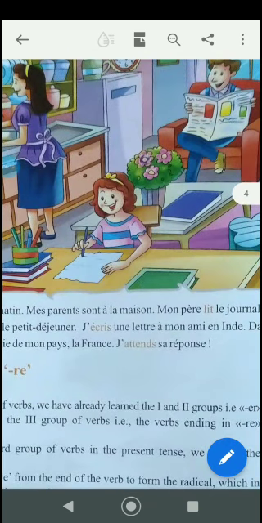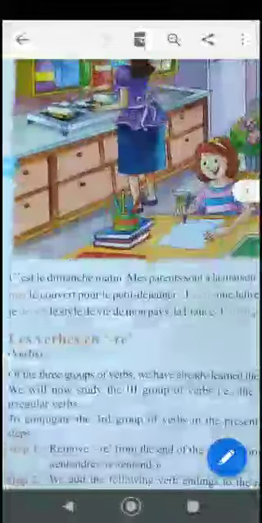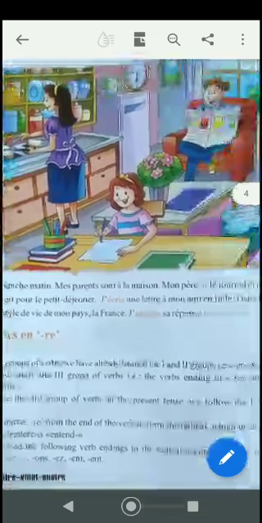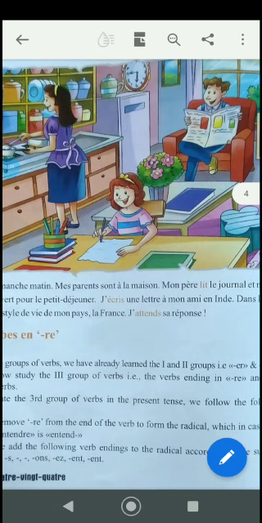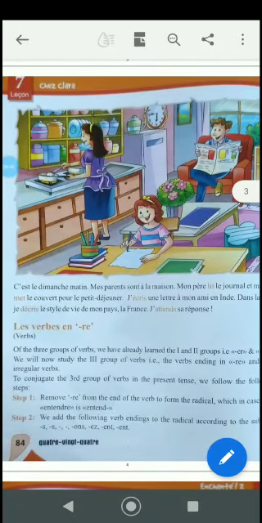J'écris une lettre à mon ami en Inde. I write a letter to my friend who is in India. Dans la lettre, j'écris le style de vie de mon pays. It means in this letter, I have described the style of living of my country. Clear? En France, j'attends sa réponse. Now I am waiting. Attendre is not to attend, it is to wait. So I am waiting for her response, because she is writing a letter to her friend. She has written about the lifestyle of people living in France, and now she is waiting for the response of her friend.